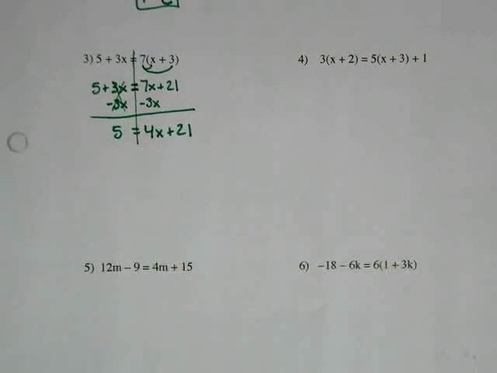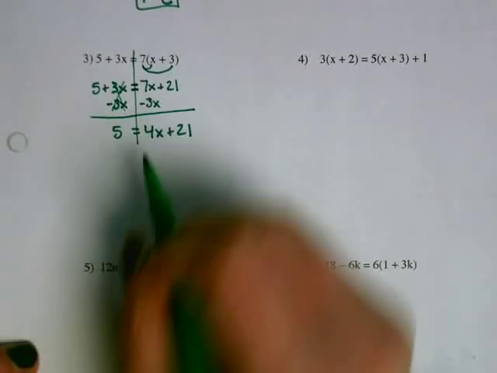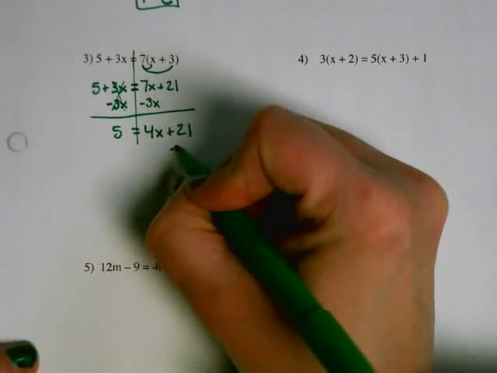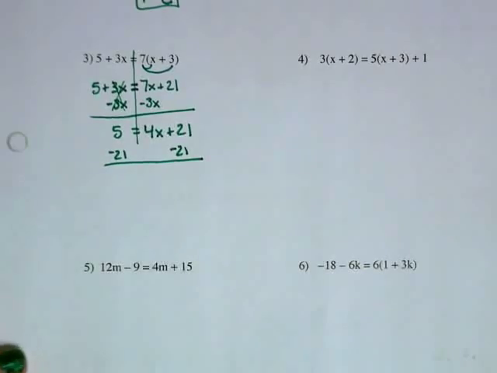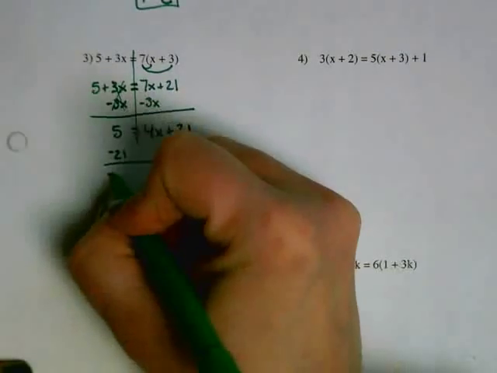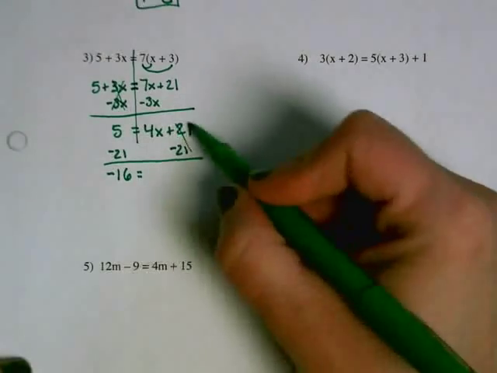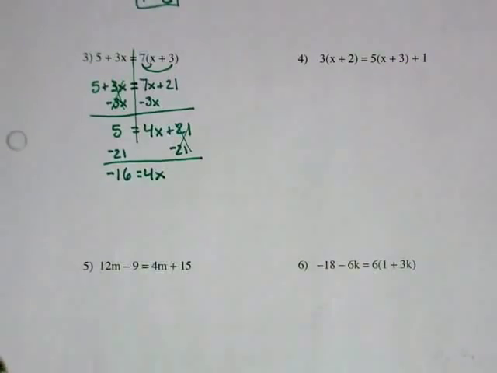There's our two-step equation, and we've done many like this. Now we just need that x by itself. So what's in the way of the x by itself? The plus 21. So we subtract 21 from each side. And then 5 minus 21 is going to give us, what, -16? Equals, this went bye-bye, that was the whole purpose, equals 4x.